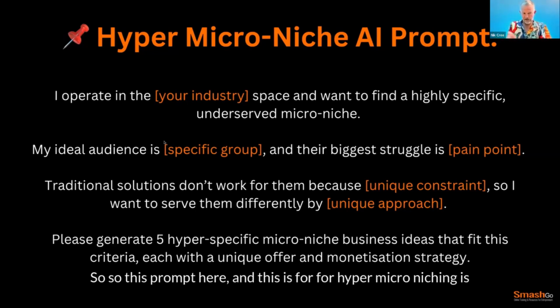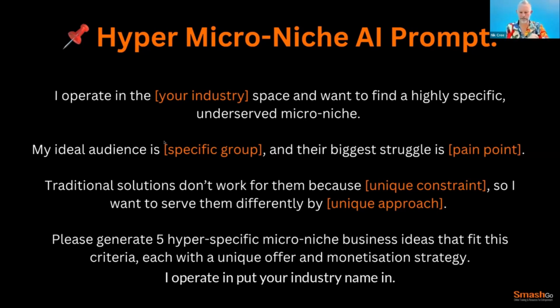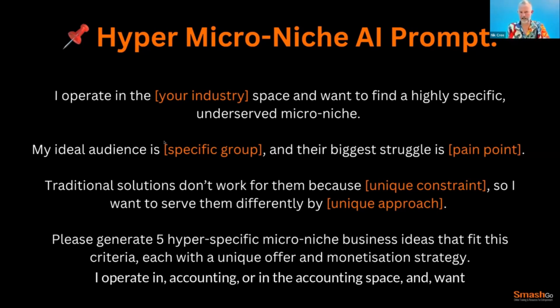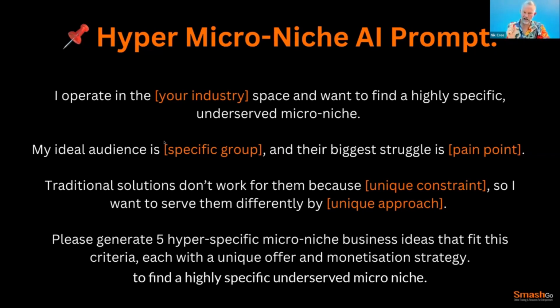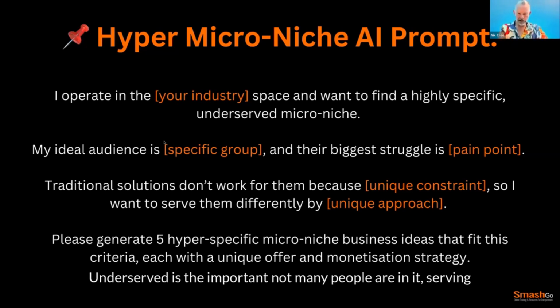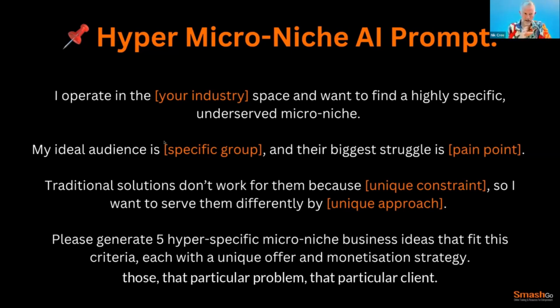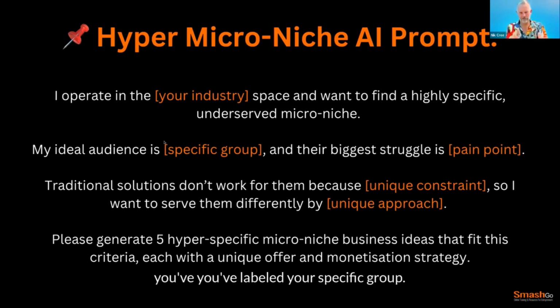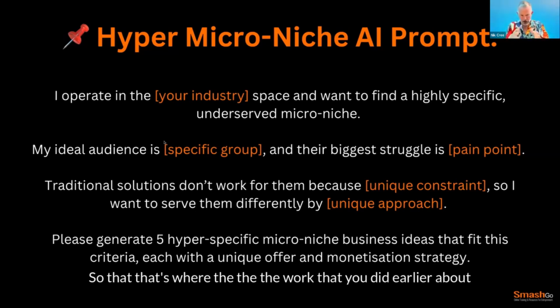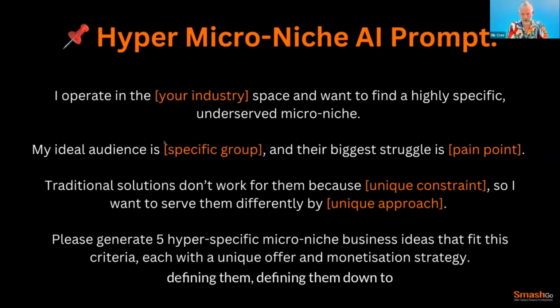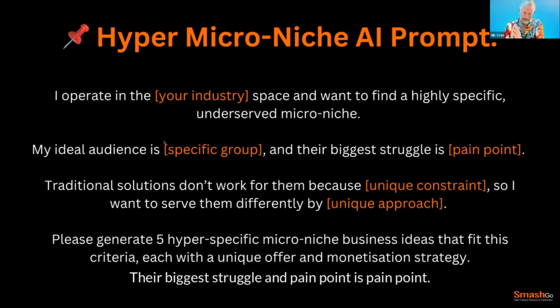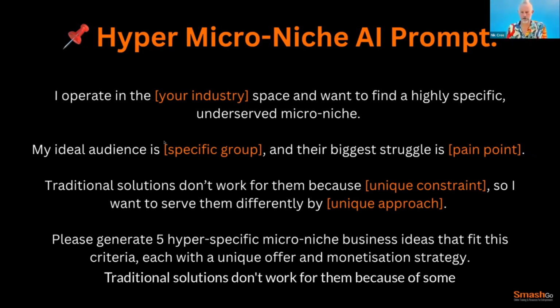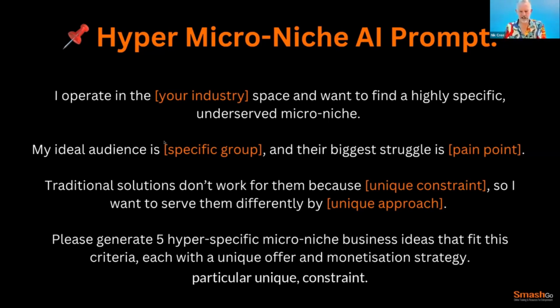So this prompt here, and this is for hyper micro niching, is: I operate in, put your industry name in. I operate in the accounting space, and I want to find a highly specific underserved micro niche. Underserved is the important part: not many people are in it, serving that particular problem, that particular client. My ideal audience is, and you label your specific group. So that's where the work that you did earlier about defining them down to a specific group, pop that in there. Their biggest struggle and pain point.